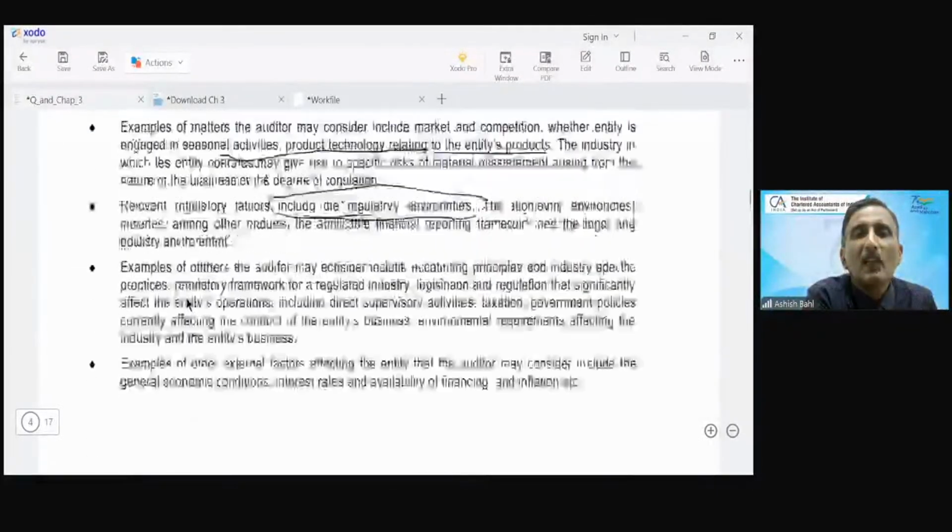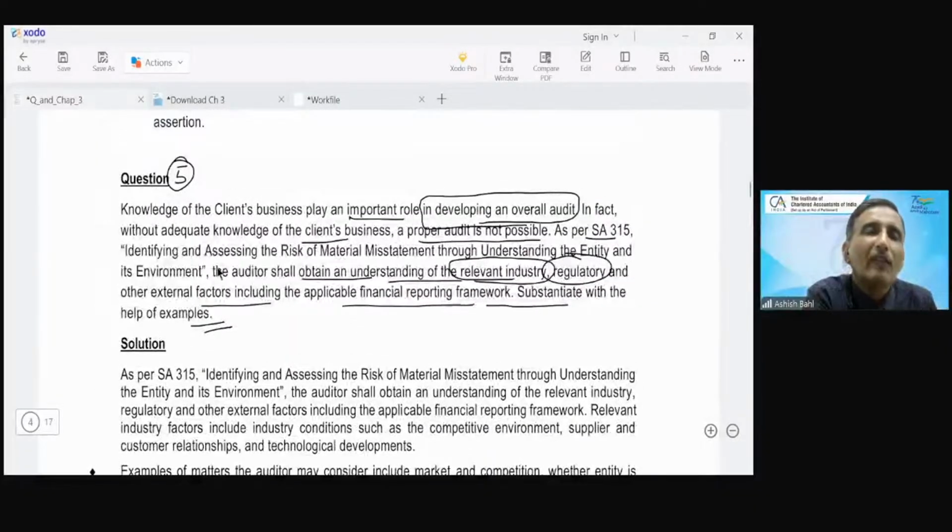So internal control, students, as you know, has got 5 components. Can you tell me the names of all these 5 components? Simultaneously, besides doing questions, students, we are also revising the chapter. Can you tell me the names of all 5 components of internal control?